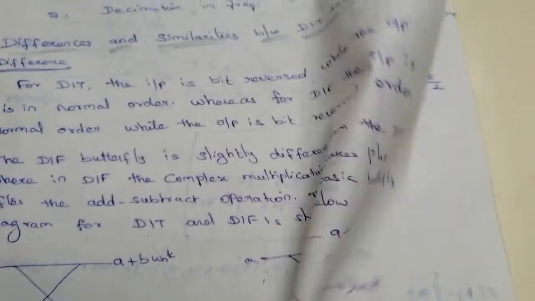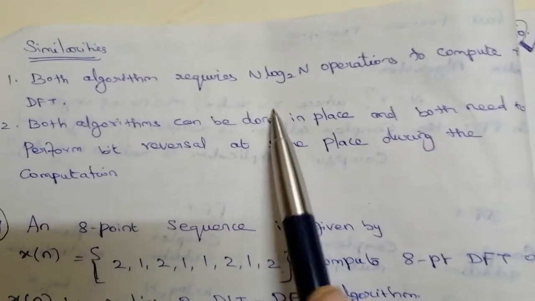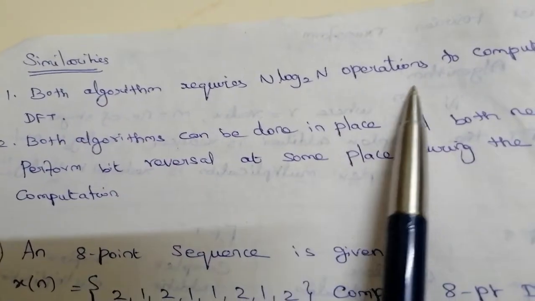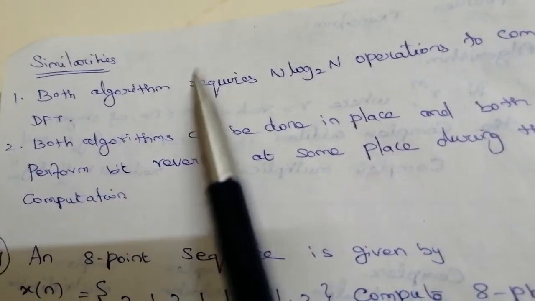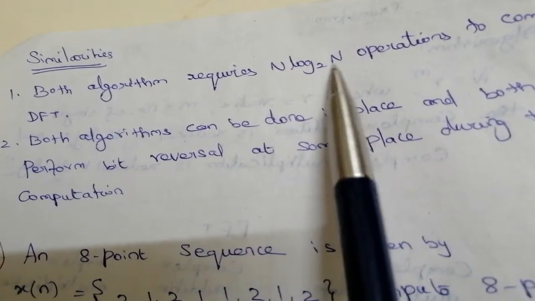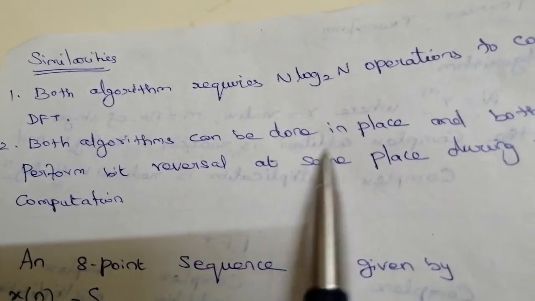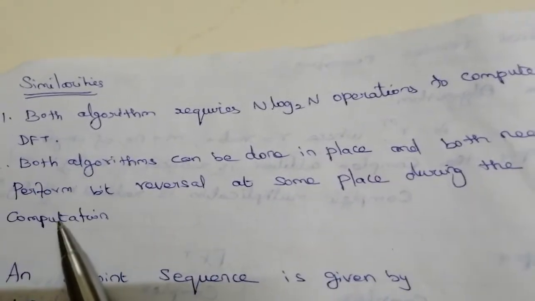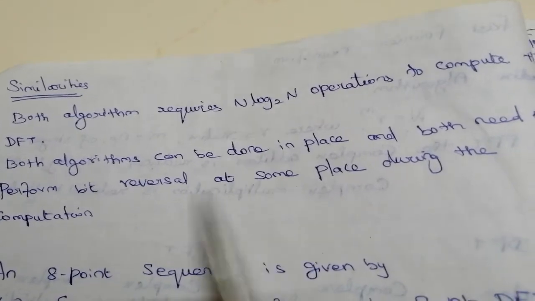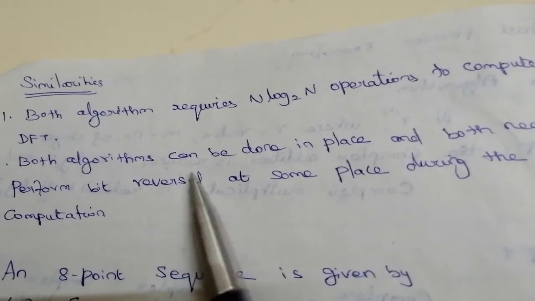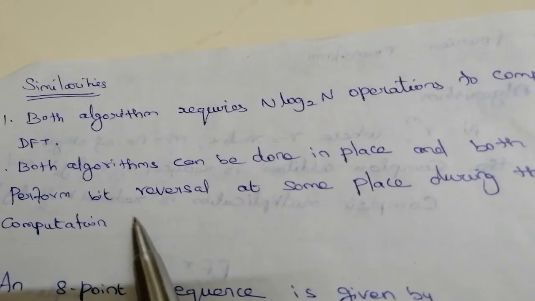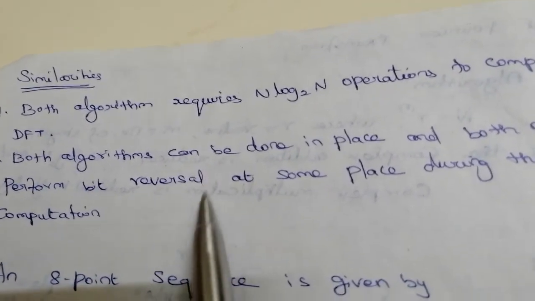Now let's see the similarities. Both algorithms require N log 2 N operations to compute the DFT. Then both algorithms can be done in place. And both need to perform bit reversal at some place during the computation. So in both algorithms, the bit reversal is done at some place, maybe at the input side or the output side, right?